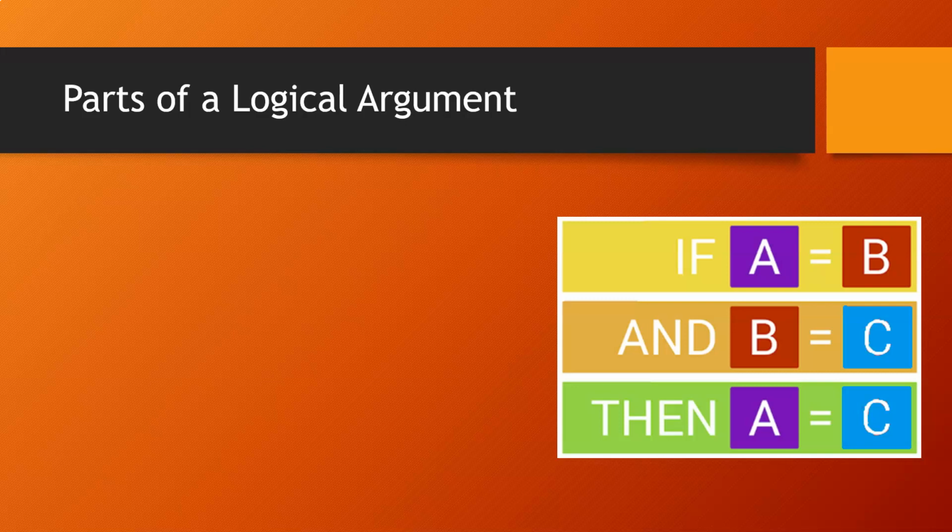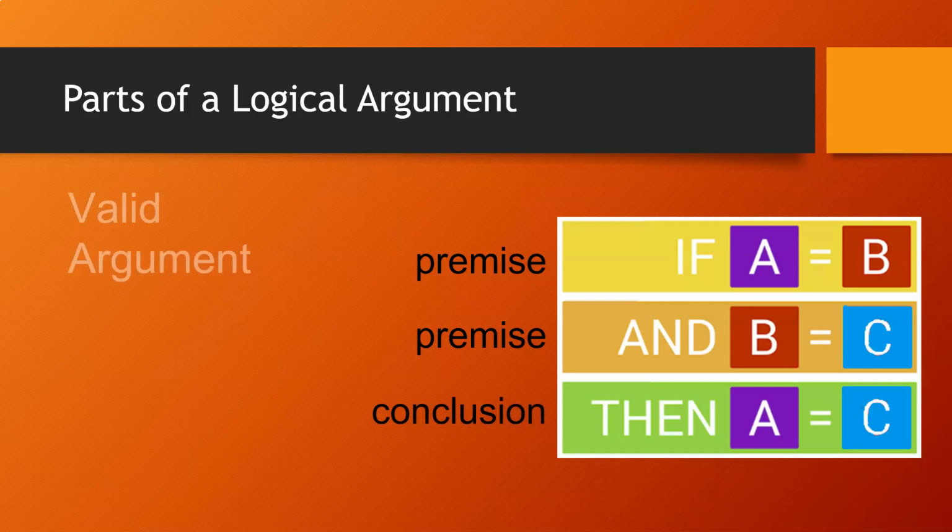Here's a sort of argument that we see quite often in the world of mathematics. It's an example of something we call the transitive property, and we see it in algebra. The first two statements, if A equals B and B equals C, are each a premise of the argument. And the conclusion is then A equals C. This is an example of a valid argument. It's an argument that's true for all of the truth values for A, B, and C.